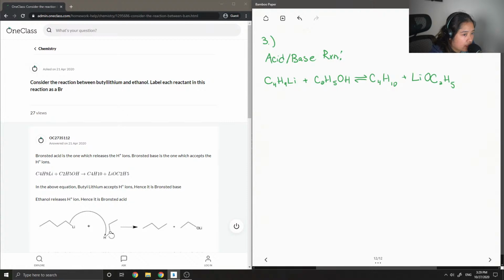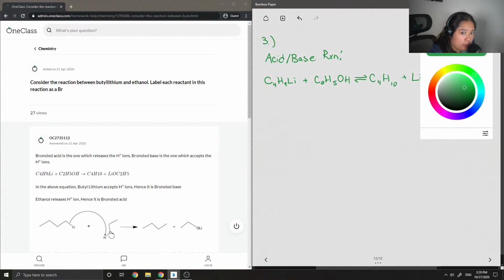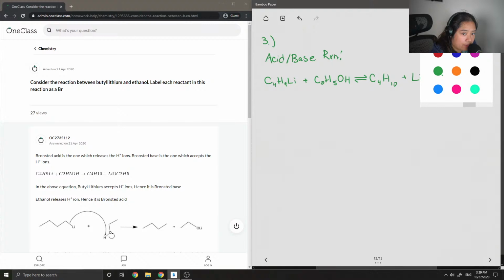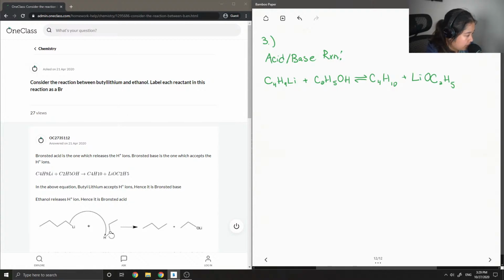Okay, so now let's identify which one is our acid and which one is our base. So our acid is the proton donor. So let's look at both options and we'll see that our ethanol acts as the proton donor. So acid, and then our base is the proton acceptor. So in this case, it's the butyllithium.